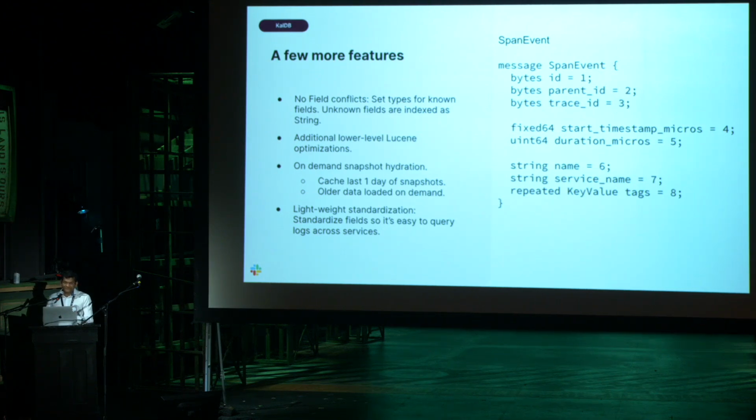We also have additional parallel search capabilities in our Lucene implementation. We also have a feature called on-demand snapshot hydration, wherein on the cache tier, we only keep 1 day worth of snapshots. Because as you can see from the table before, almost 99.8% of our queries are for the last 1 day of data. So this helps us handle 99.8% of queries.